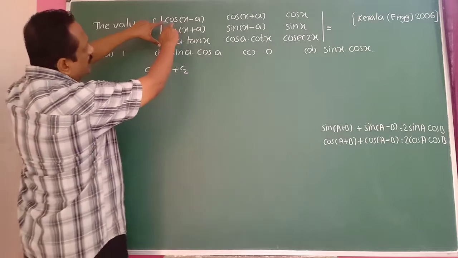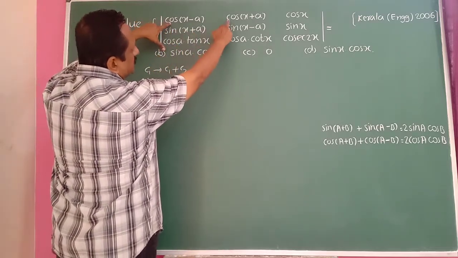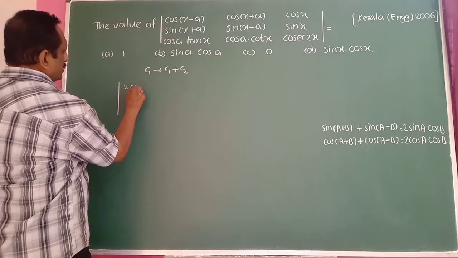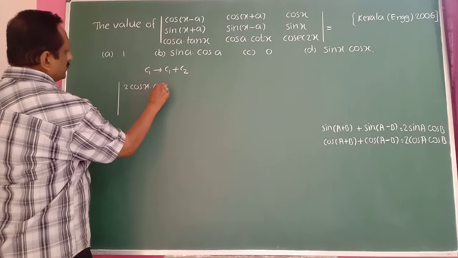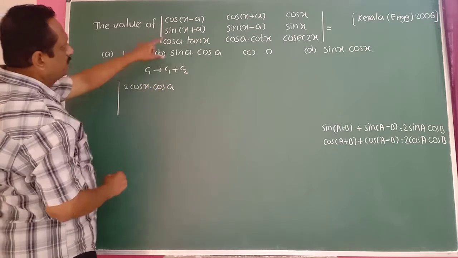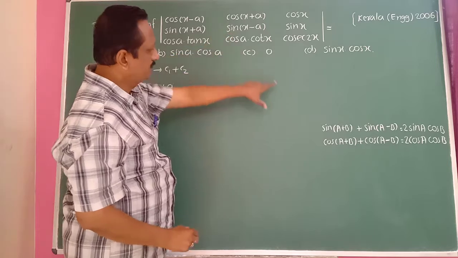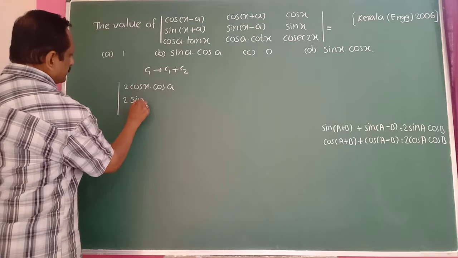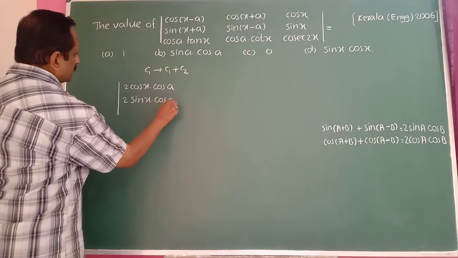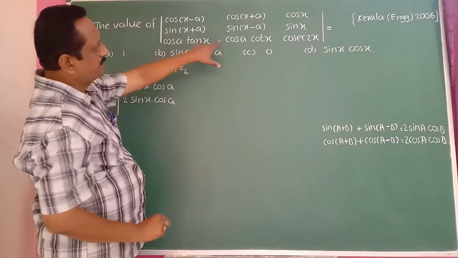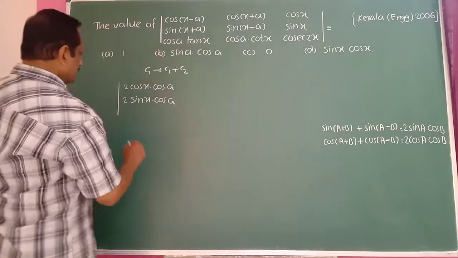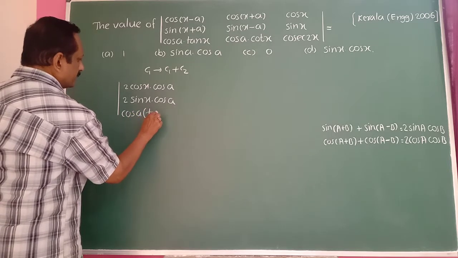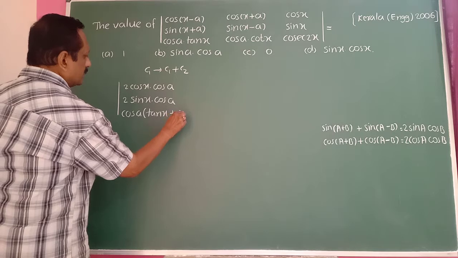So therefore cos of x minus a plus cos of x plus a, using this formula, gives 2 into cos x cos a. Then this plus this here, use this formula, we get 2 into sin x into cos of a. Then cos a is a common factor here. Then tan x plus cot of x here.